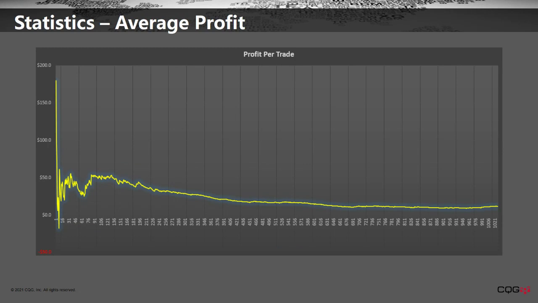Average profit is the result of the total profit divided by the number of trades. It'll tell us how much we're making on a per trade basis. We look at it to measure how slippage is potentially going to impact our P&L.